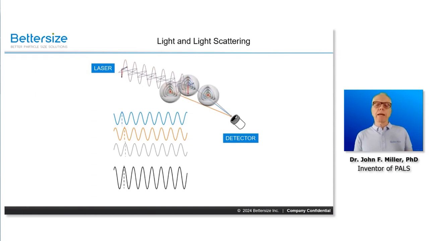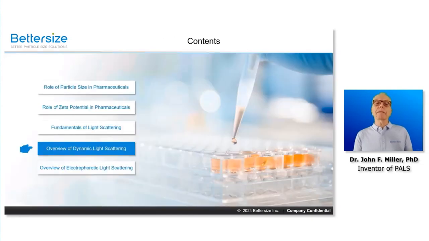This motion could be random due to diffusion, which helps us estimate the apparent size of the particles using dynamic light scattering. Alternatively, if the particles move steadily due to an electric field, we can estimate their charge or zeta potential using electrophoretic light scattering. The Better Size BeNano offers both dynamic light scattering and electrophoretic light scattering options. Let's start with an overview of dynamic light scattering, or DLS.